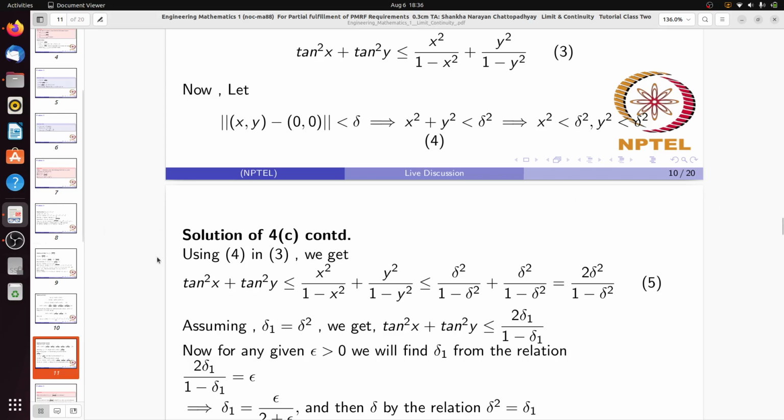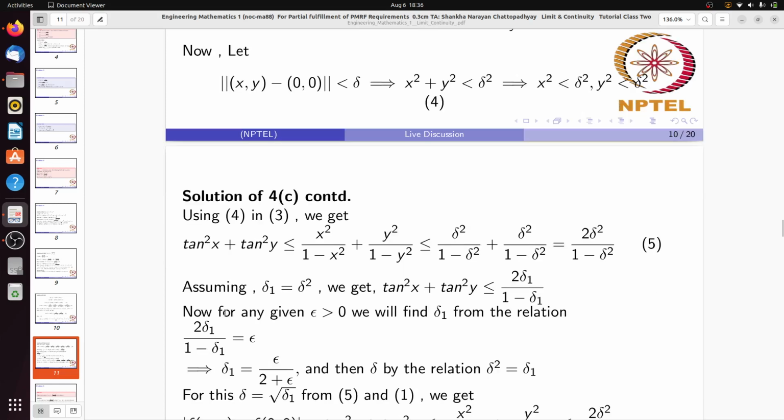So tan square x plus, using 4 in 3, we get tan square x plus tan square y is less than or equal to x square by 1 minus x square plus y square by 1 minus y square, which is less than or equal to delta square by 1 minus delta square plus delta square by 1 minus delta square. This will eventually give us 2 delta square by 1 minus delta square. Now we assume that delta 1 equals delta square. We get tan square x plus tan square y less than or equal to 2 delta 1 by 1 minus delta 1. We are just putting delta square equal to delta 1.